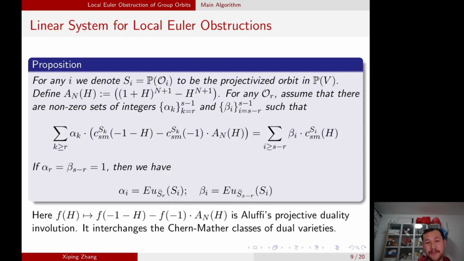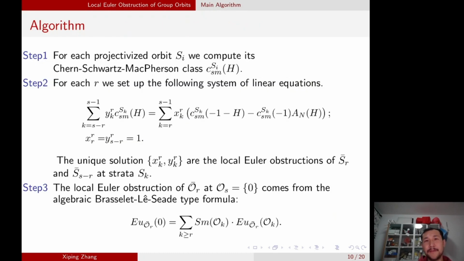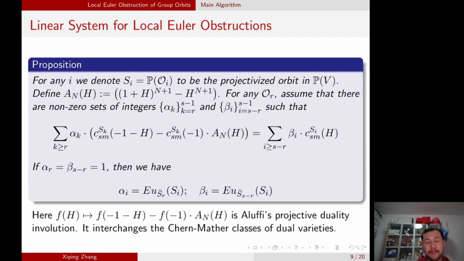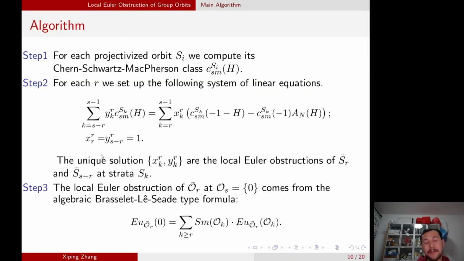So based on this proposition, we can formulate the following algorithm. First, we projectivize all the objects to projective space, and then we compute the Chern-Schwartz-MacPherson class of each. And then for each R, we set up the following system of linear equations, which comes from the above proposition. We set up such a linear system for each object. And then the proposition says that the unique solution here gives the local obstructions of the object SR and its dual object S minus R.